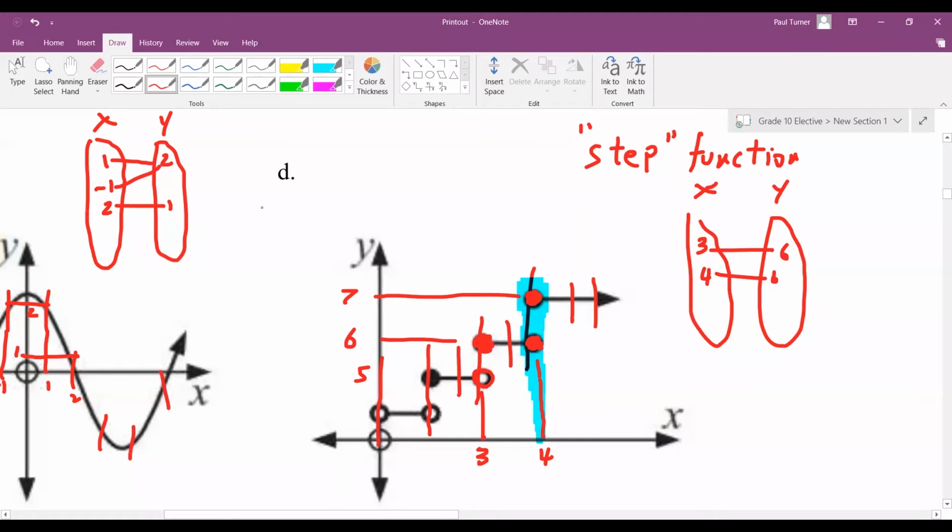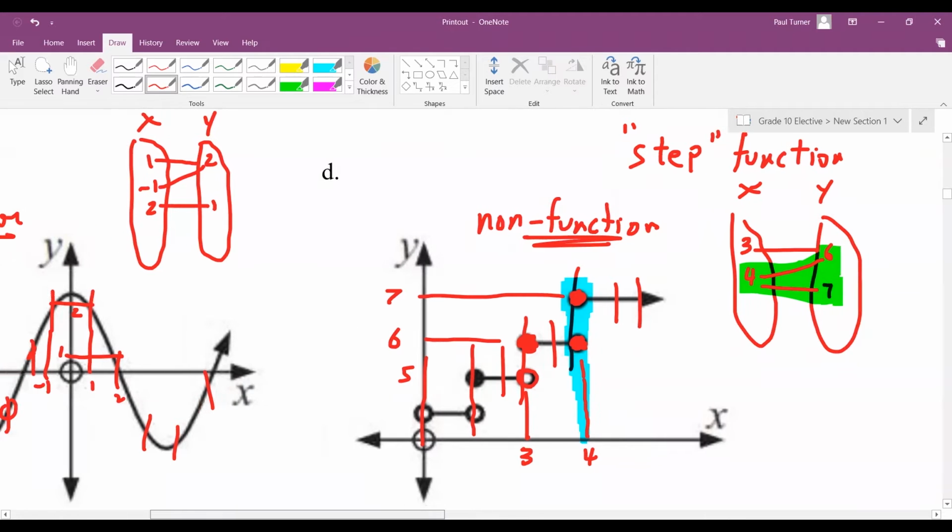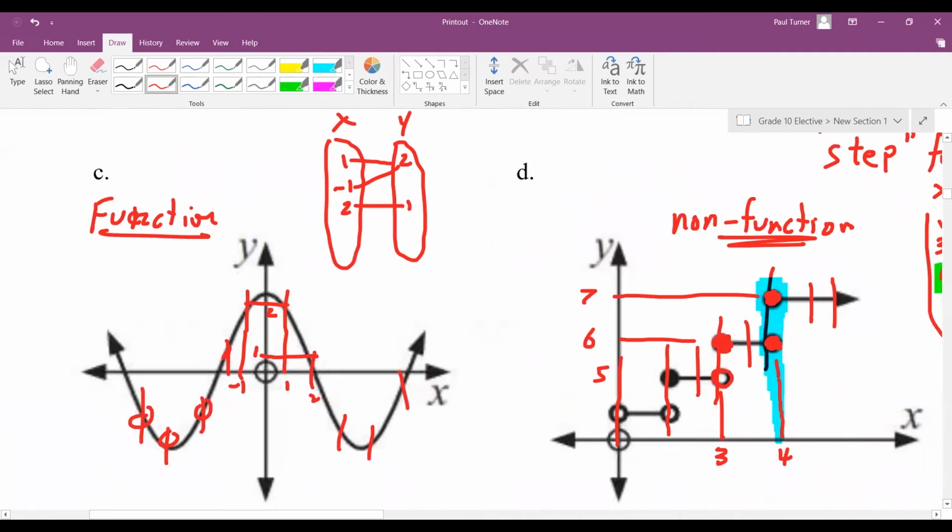This is not allowed. Whoops. Let's go up to, don't write 6 again. Just write 6 once. So 4 could go to 6, but 4 also goes to 7 here. This is your problem here, this bit. So this shows you that this x value has 2 y values, and that's not allowed. Okay, so this is not a function, non-function. Is that okay? Any questions? All right with that? So that's if you have the graph.